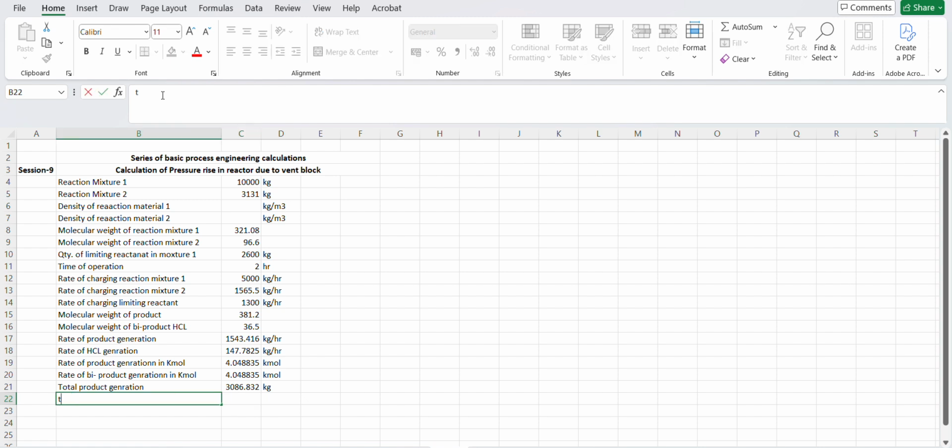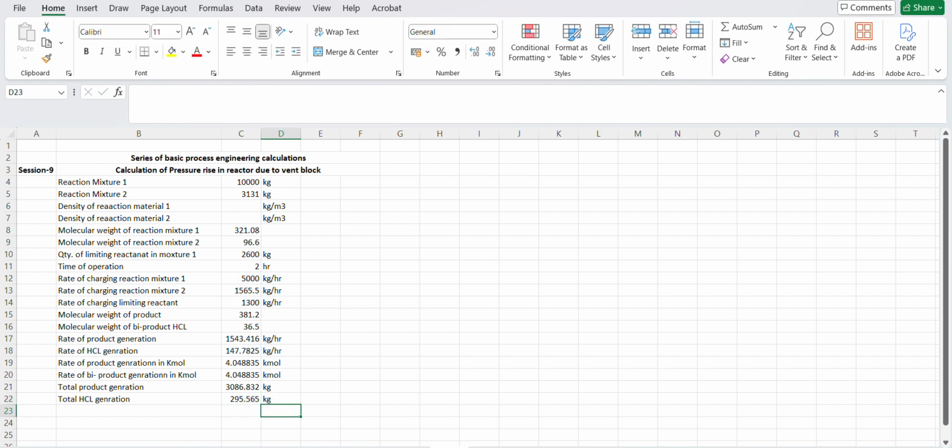product generation, and same for the total HCl generation. We can check by the calculations the rate of HCl generation here into the reaction time. So we'll get the total HCl generation in this case. Okay, so we got the total HCl generation and the total byproduct generation and product generation.